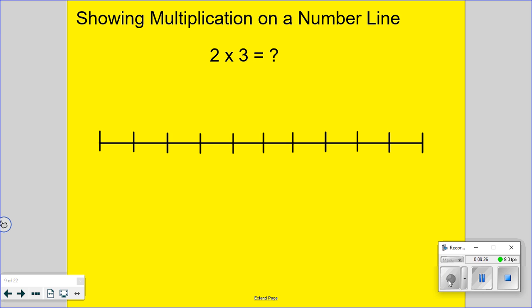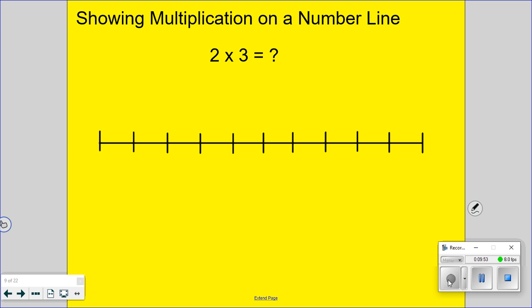We've been talking about ways to show multiplication. Just a second ago in your game, were you using a number line? No. We were using circles to show our groups, and then X's or dots to show our numbers in that group. But you can show it on a number line, and I want to show you what that looks like.